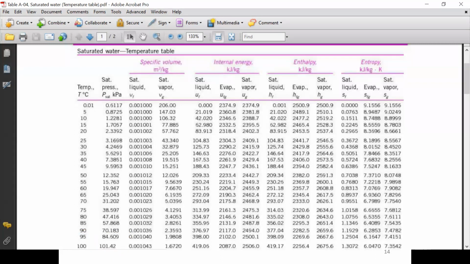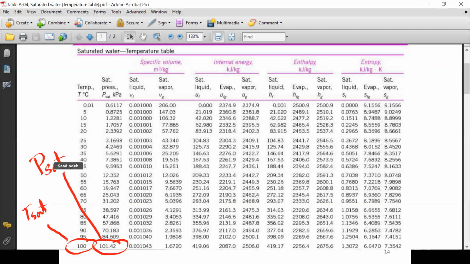Now I will go to the next page. Okay, this page, good. You can see T saturation 100, which means that if I want to boil the water at 100 Celsius, I must be at sea level pressure, 101. So for each temperature, this is the pressure. We call this T saturation, and this is P saturation. Both of them are at the saturation point. Any question before we continue?